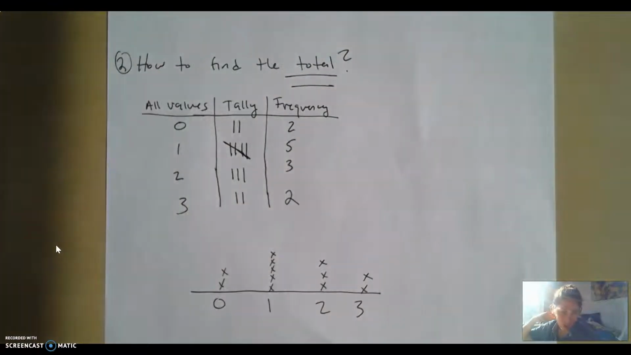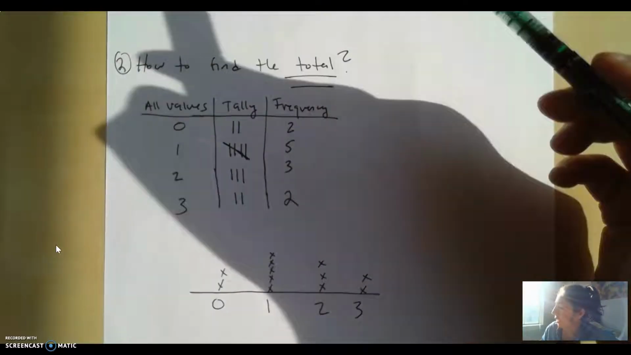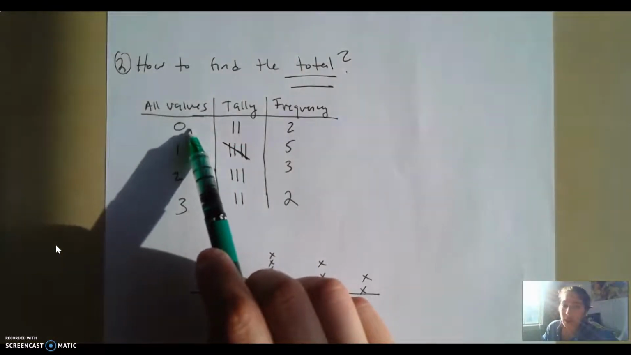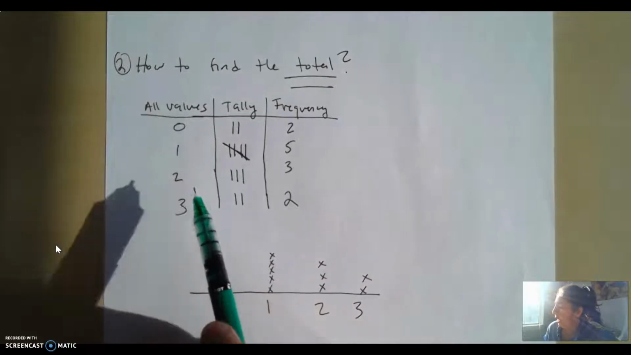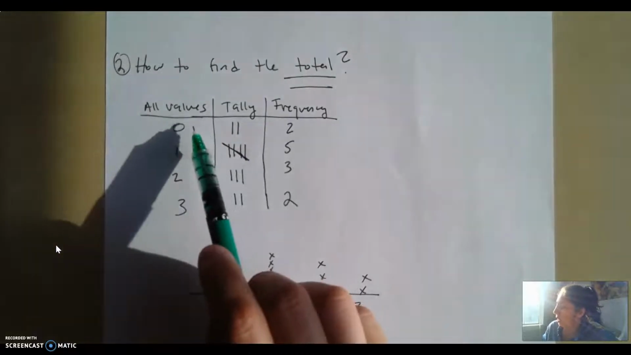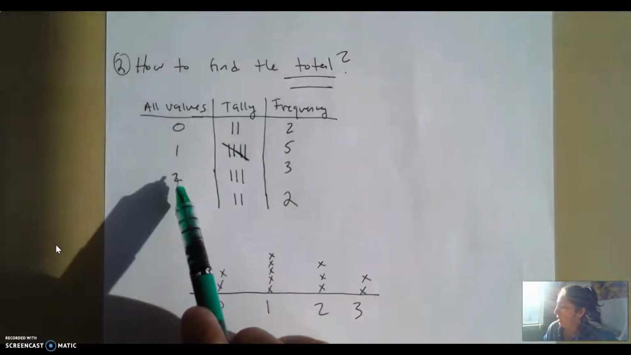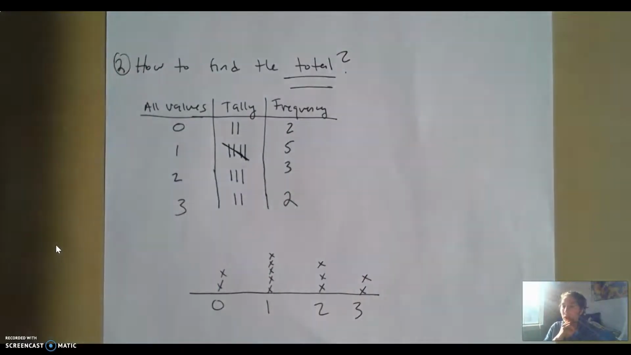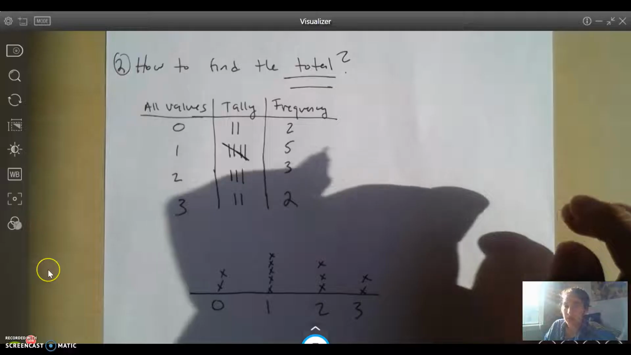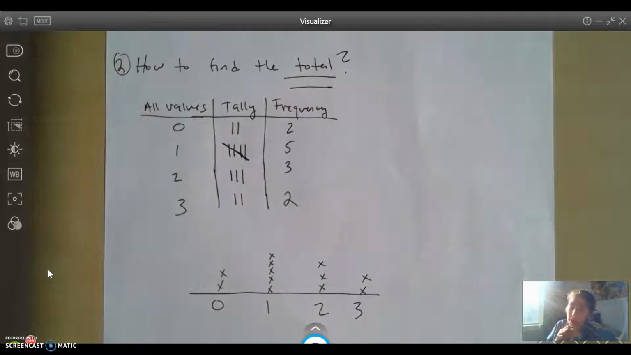Finding the total. Go ahead and pause and think, how would I find the total hours in this case if this represents 0 hours, 1 hour, 2 hours, and 3 hours? But somebody said 0 hours 2 times, somebody said 1 hour 5 times, somebody said 2 hours 3 times, and so on and so forth. Stop the video and think, how would you solve for the total amount of hours? All right, to find the total, you should be thinking multiply and add, multiplication and addition.